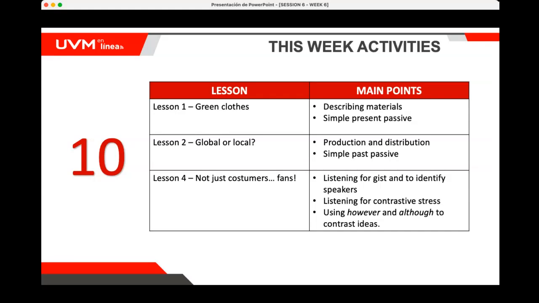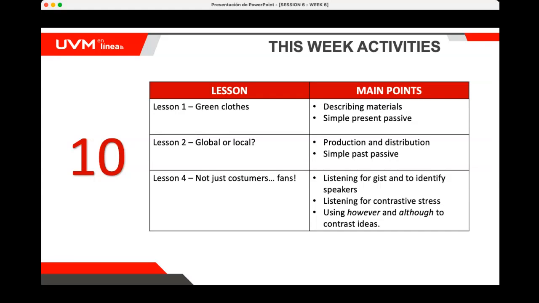So first of all, we need to understand that we have simple tenses and continuous tenses, and all of them have passive voice. Okay, so in this case, we started with simple present and simple past. And then in Lesson 2, Global or Local, you learned some vocabulary for production and distribution in the global market, in global commerce. So you learn words such as export, import, distribution, and manufacture, all those kinds of words.